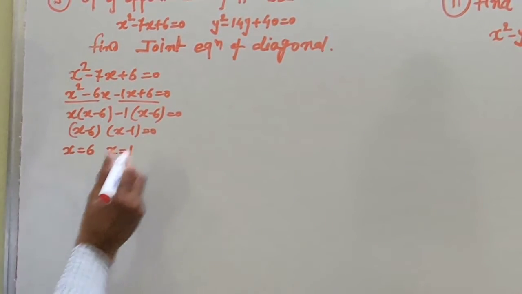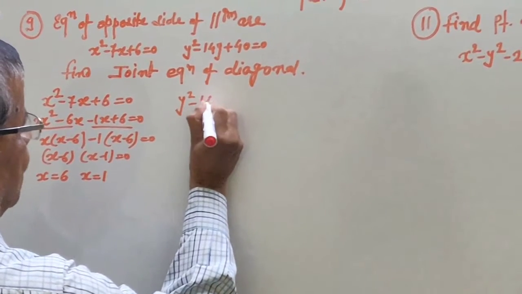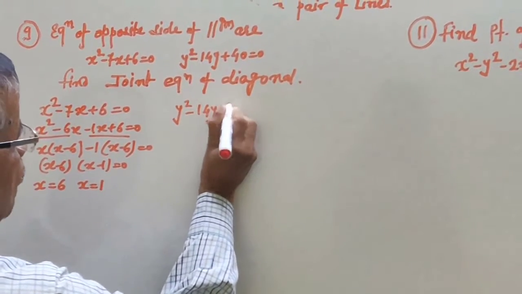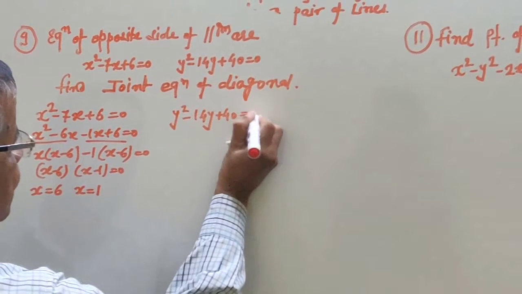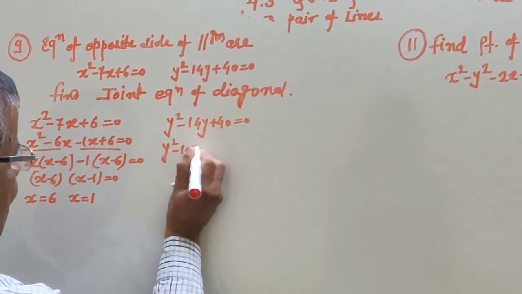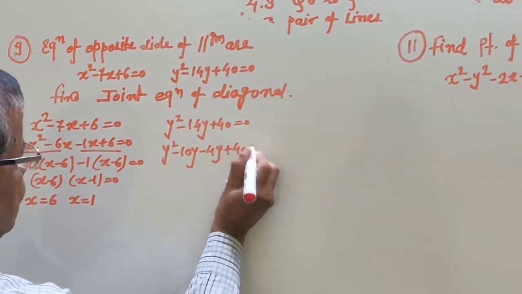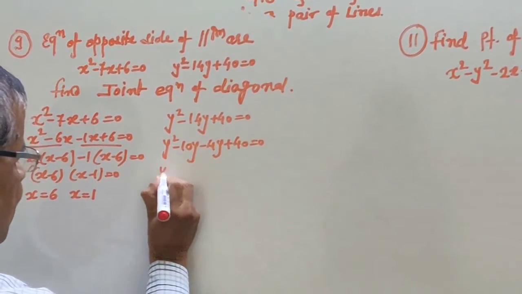Okay. Now by middle term splitting of this, y square minus 14y plus 40 is equal to 0. 10 4 is 40. Y square minus 10y minus 4y plus 40 is equal to 0. What I will take out common?